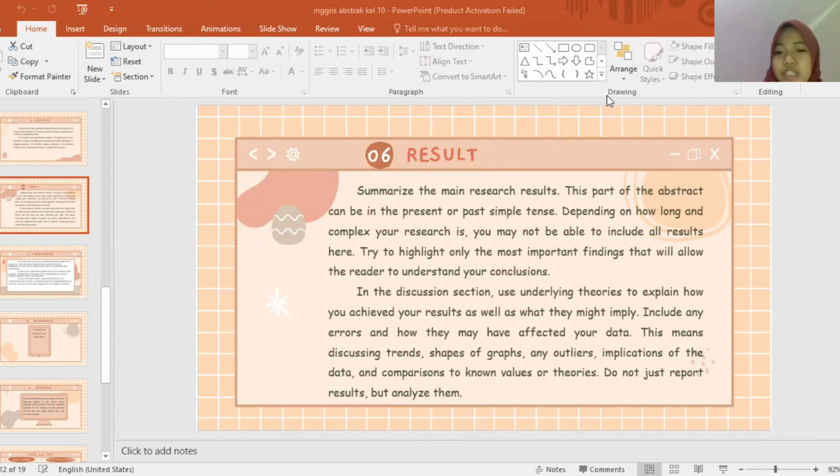In the discussion section, use underlying theory to explain how you achieved your result and what it might imply. Include any errors and how they may have affected your data. That means discuss trends, the shape of the graph, and the underlying impression of the data, and compare it to known values or theories. Do not just report results but analyze them. And the next.